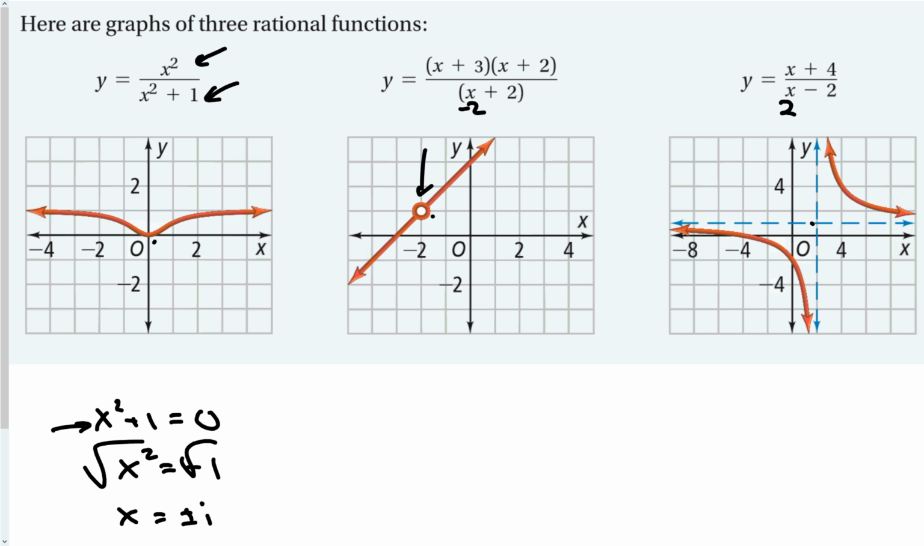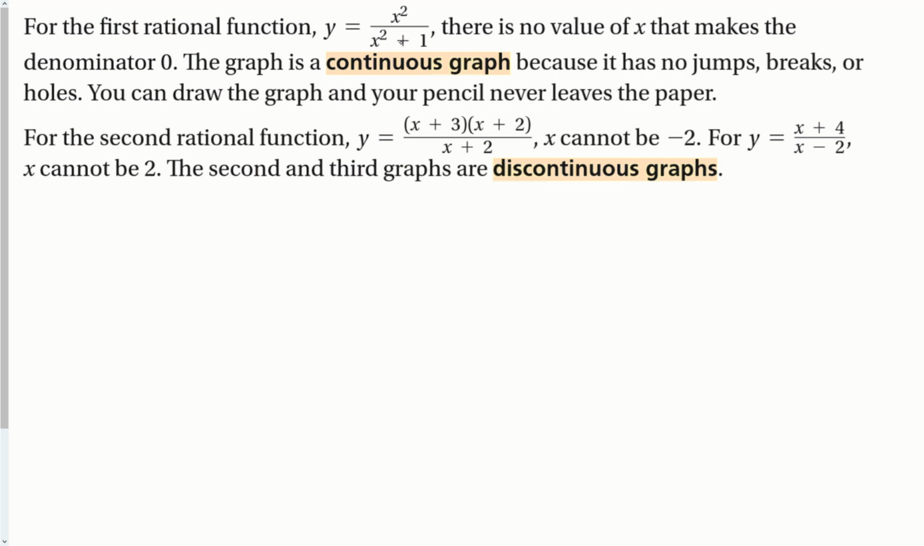This is different. This rational function doesn't have one because it's not possible to make the denominator equal to 0. And in each case, all I'm doing is saying, where is this true? Set the denominator equal to 0 and see where, if anywhere, the function is actually undefined. And this first one, right, x squared over x squared plus 1, there's no value that makes the denominator 0, so it is called a continuous graph because it has no jumps, no breaks, or no holes.